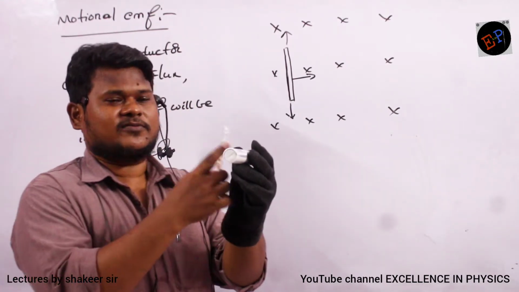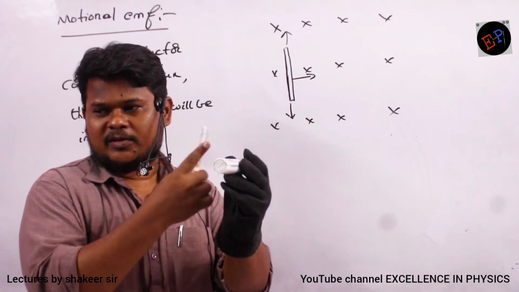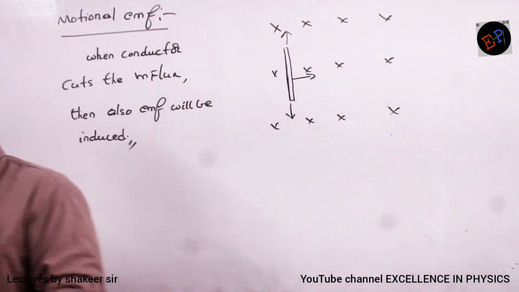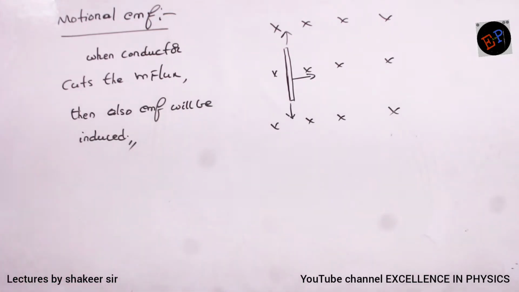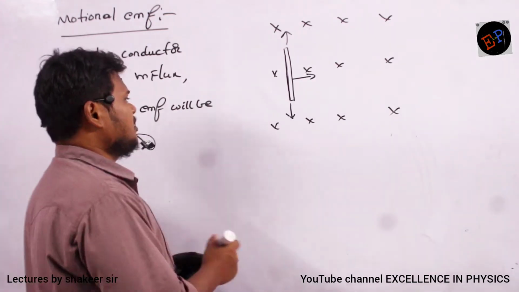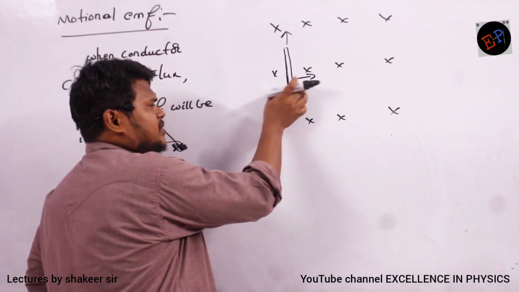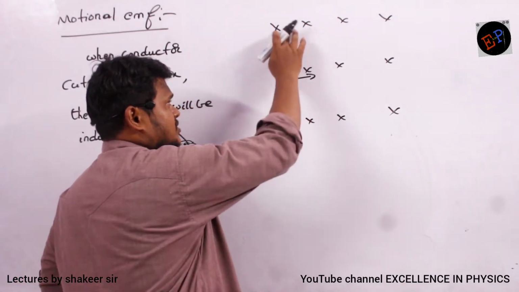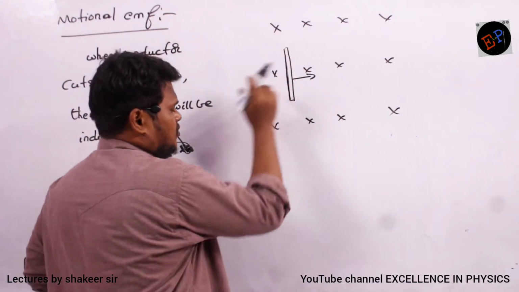So what is the method of cutting these magnetic lines? I have to move in this direction. Okay? If I move in that direction, then flux can be cut. So now see, if I move this conductor in this direction, what happens? Let us see.